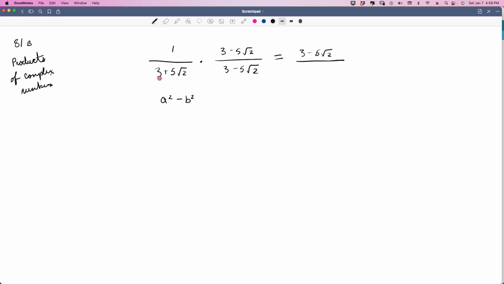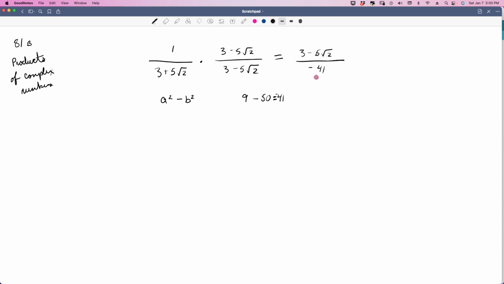And then I could say the square of 3 is 9 minus, and the square of 5 is 25, and the square of the square root of 2 is 2, so 25 times 2 would be 50. So 9 minus 50 would equal negative 41. That would be my denominator.